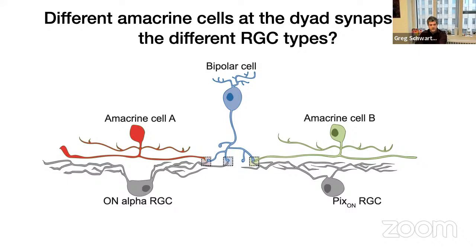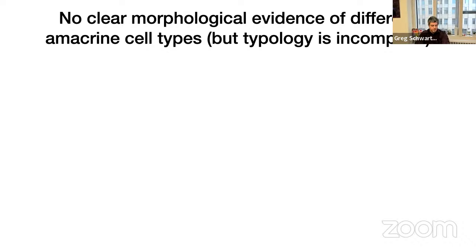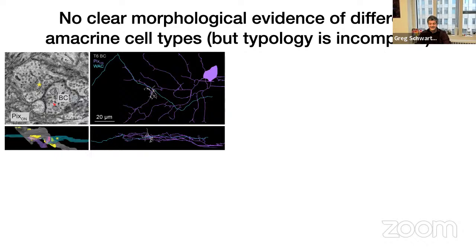So again, we turned to the EM and we looked. Granted, this is very incomplete, but let me just show you what we were able to see. Since they're physiologically identified, we have a unique opportunity to say what's a type 6 to pixon synapse and what's a type 6 to on alpha synapse. So we can separate our synapses into those two categories and then look at who else is at the dyad and start tracing that amacrine cell process back. That's what's shown in cyan here, a piece of a wide field amacrine cell at one of these type 6 to pixon synapses.